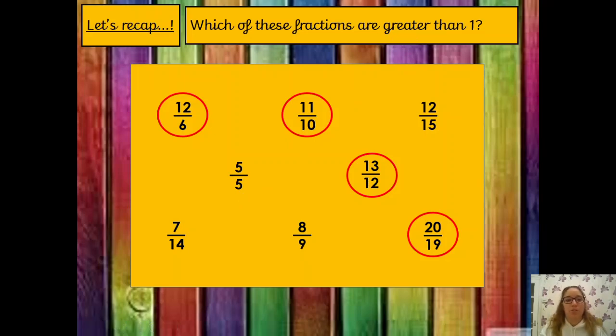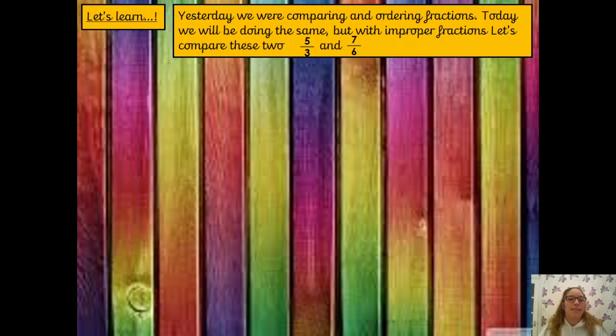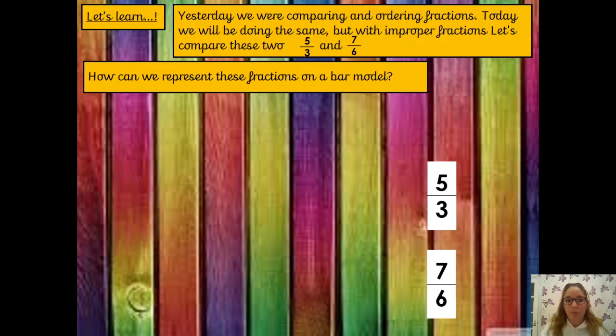Good job. So let's learn then. As I mentioned, yesterday we were comparing and ordering fractions. Today we're going to be doing the same, but with improper fractions and mixed numbers. So let's compare these two. We've got 5/3 and 7/6. Remember, you can think of that as a divide sign. So how can we represent these fractions on a bar model?